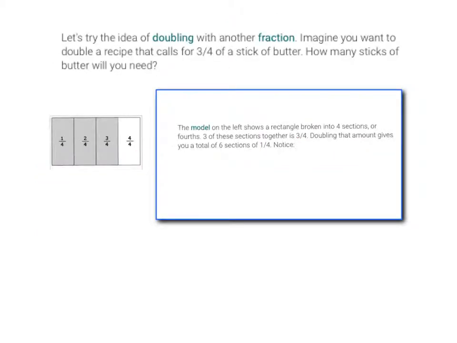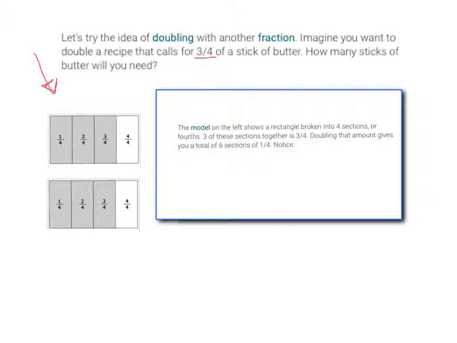Let's try the idea of doubling it with another fraction. Imagine you want to double a recipe that now calls for 3/4 of a stick of butter. How many sticks of butter will you need? So we know that we need 3/4 of one stick. We have a model right here that shows how much we would need. It shows a rectangle broken up into 4 sections or fourths. 3 of these sections together is 3/4. Doubling that amount will give us a total of 6 sections. And let's see what that would look like.